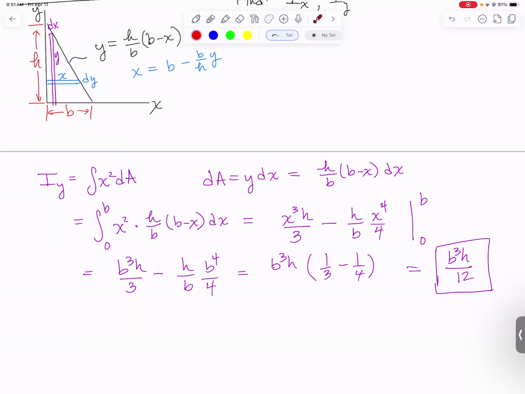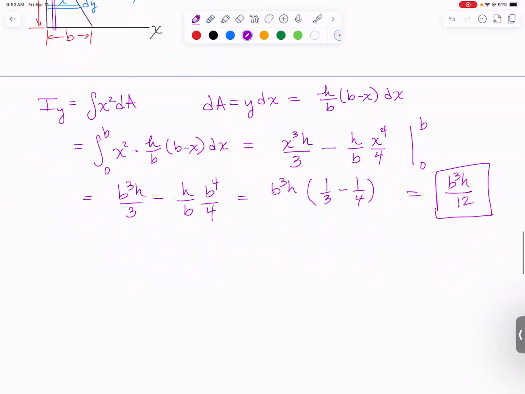Now, if I were to go look up the moment of inertia of a triangle in a table, you are not going to see b cubed h over 12, because this is the moment of inertia about the y-axis, and most tables give you the moment of inertia about the centroidal axis. So why don't we practice our parallel axis theorem one more time to see what you're going to find in a table. So here's my y-axis, and I want to find the moment of inertia about my y prime axis, which is located a distance away, x bar.